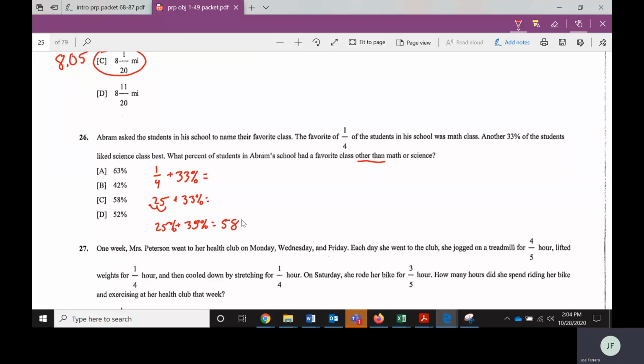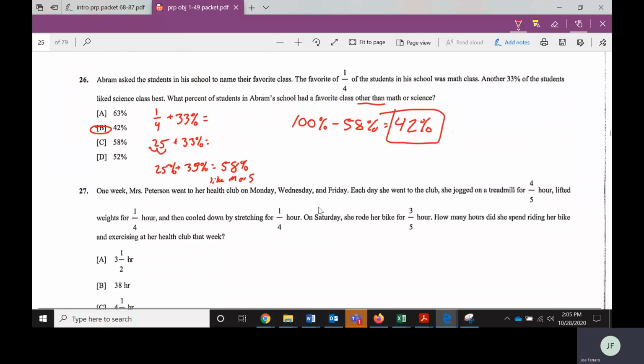Now, you need to realize that's how many like math or science. Okay, so if we want to find how many like something else other than math or science, well, 100% is everybody. So we're going to take 100 minus the percent that like math and science, and that'll tell us what percent like something else. So the answer is 42%. Letter B. Okay. Next one.